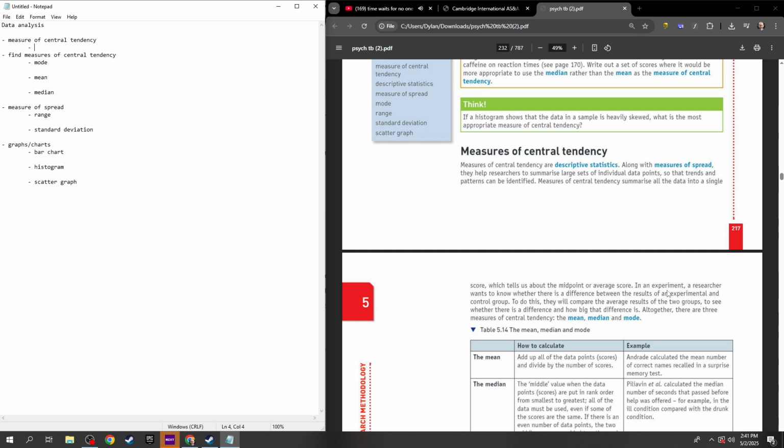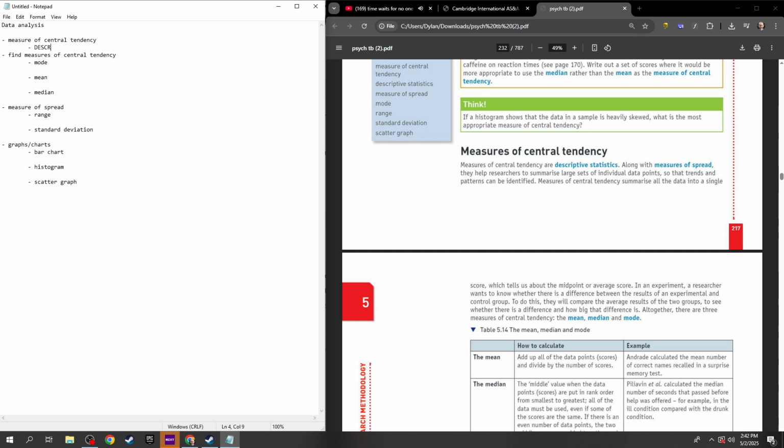In an experiment, a researcher wants to know whether there is a difference between the results of an experimental and control group. To do this, they will compare the average results of the two groups to see whether there is a difference and how big that difference is. Altogether, there are 3 measures of central tendency: the mean, median, and mode.